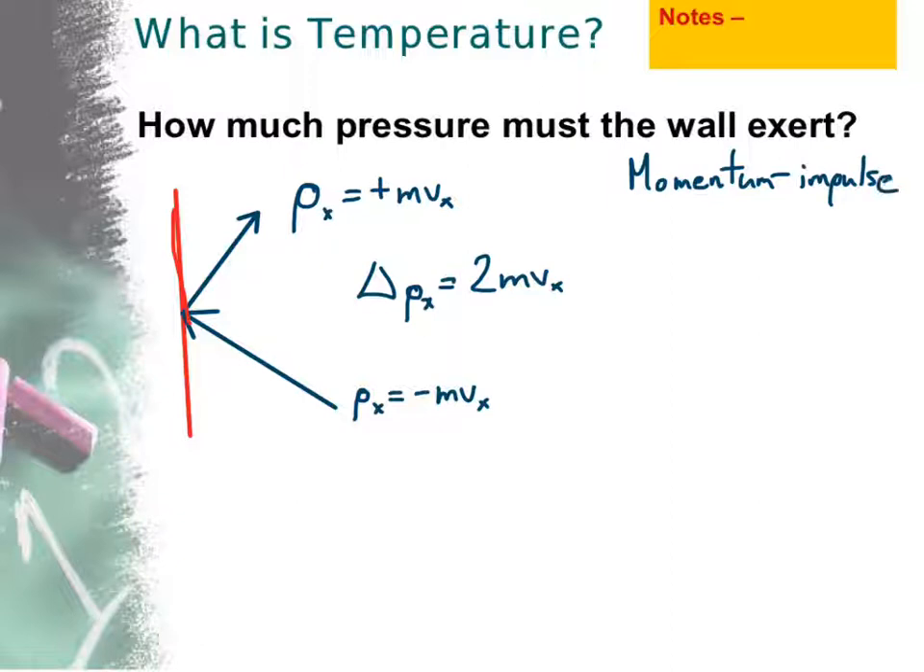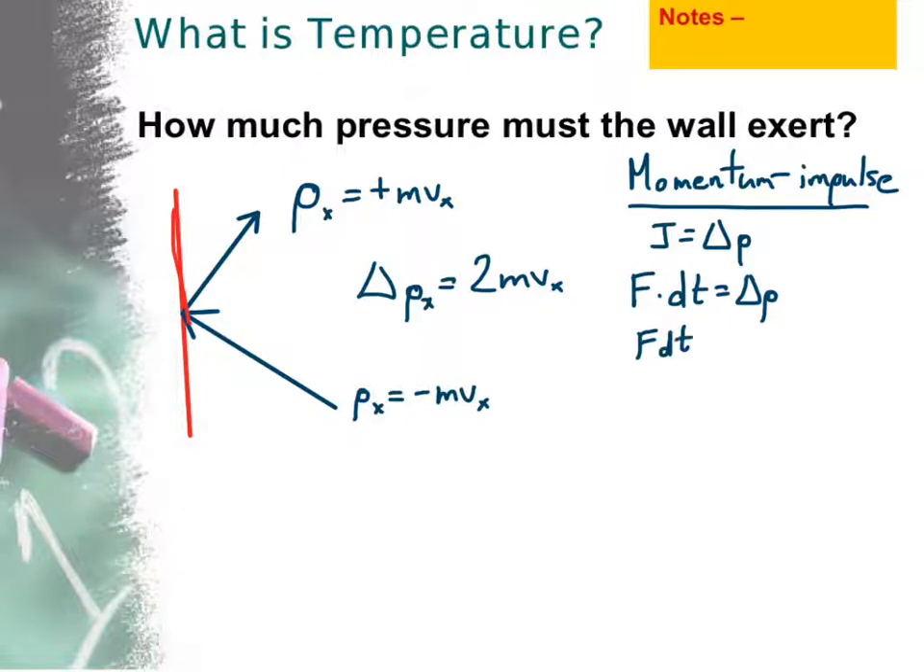Now, according to the momentum impulse theorem, which we learned way back in unit number 4, we know that the impulse is equal to the change in momentum. And if you remember, what is impulse? Impulse is a force applied over time. So the amount of force times dt is going to equal 2 times m times vx.